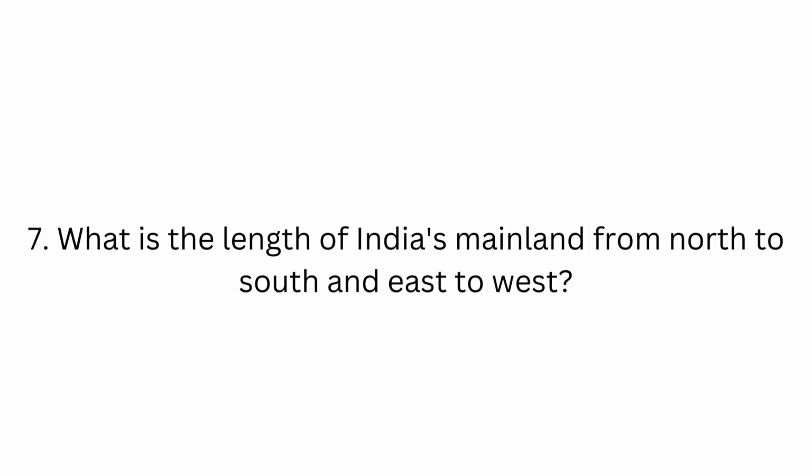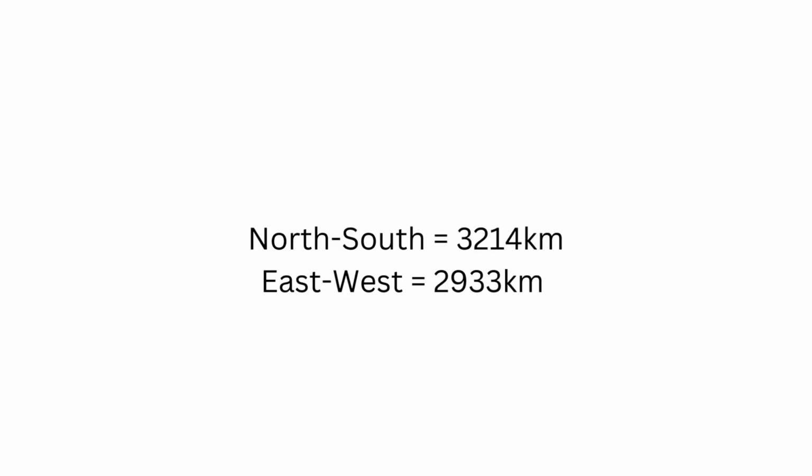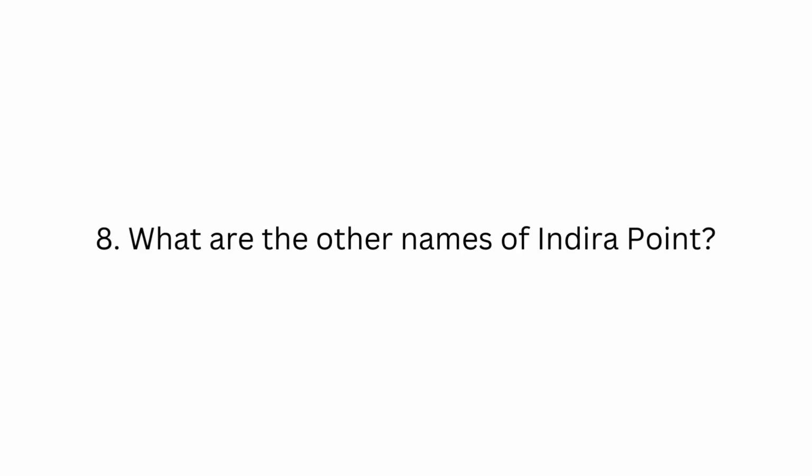Moving to the seventh question, what is the length of India's mainland from north to south and east to west? And the answer is north to south is 3214 kilometers and east to west is 2933 kilometers. Then what is the distance between the mainland boundary of north and south?